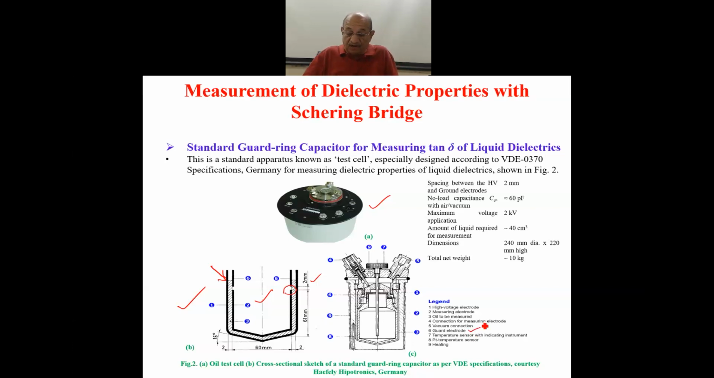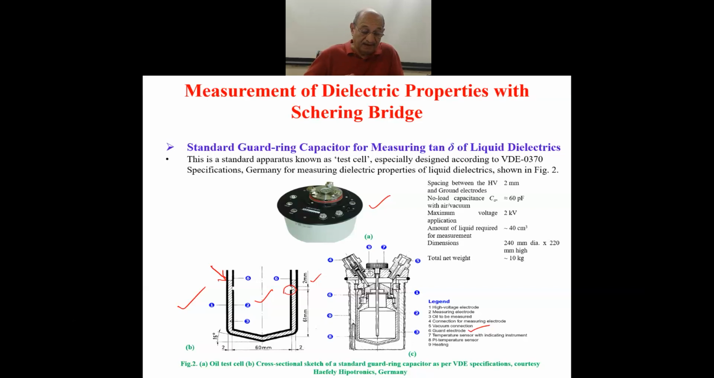That is circular. Obviously, the whole thing is circular. In the two dimension figure, the cross section is being shown. The whole thing, as you see from the top, is of circular form, and the high voltage electrode. Where is the high voltage electrode? Can you locate here the high voltage electrode?